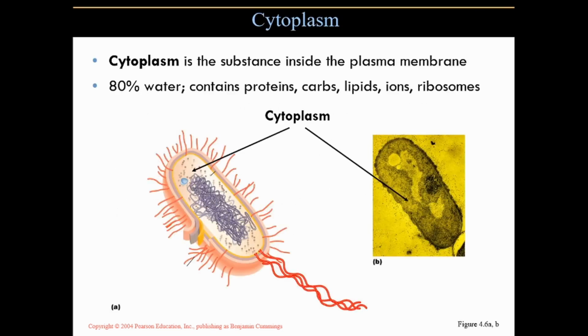The cytoplasm. The cytoplasm of a bacterial cell is about 80% water. Contains proteins, carbs, lipids, charged particles, and ribosomes. And in the micrograph on the right, all that granular appearance, that's because of the ribosomes that are in it. There are thousands of ribosomes in bacterial cells. But notice, no organelles. And its water content is higher than humans. Human average water content is around 65 to 70% on average. So they have a higher water concentration in their cytoplasm than many eukaryotic cells do.